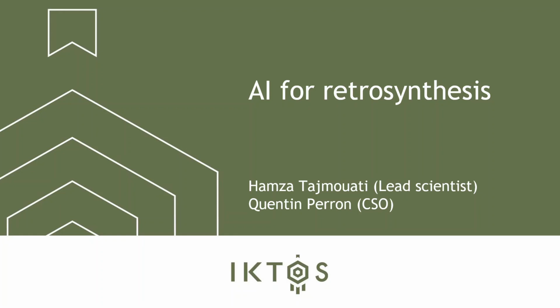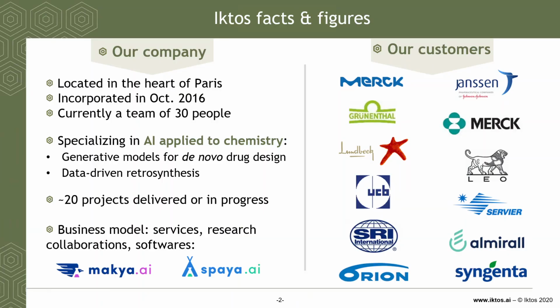We are very happy, Hamza and I, to present what we are doing in the field of AI-driven retrosynthesis. Before starting, a few words about Iktos. We are a small startup based in Paris, incorporated in late 2016. We are currently 30 people working in the field of artificial intelligence applied to chemistry. Two main fields: the first is generative models for de novo drug design, and the second is data-driven retrosynthesis, which is the topic of today. We work with different types of business models: services, research collaboration, and also software, Makya for de novo design and Spaya for retrosynthesis.